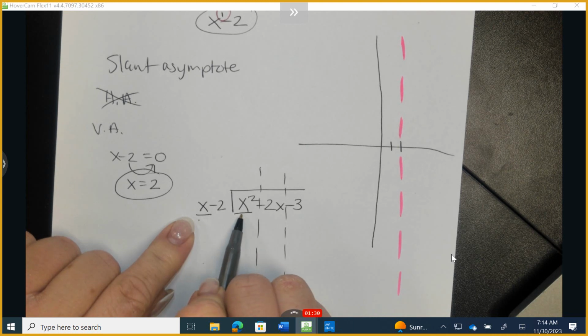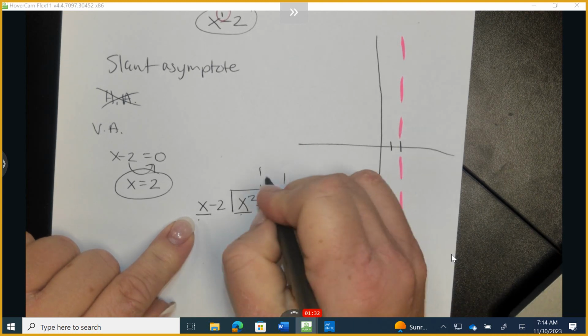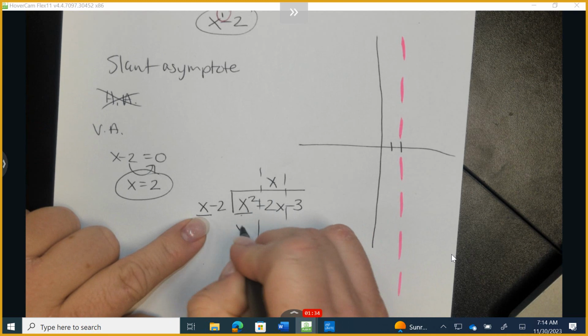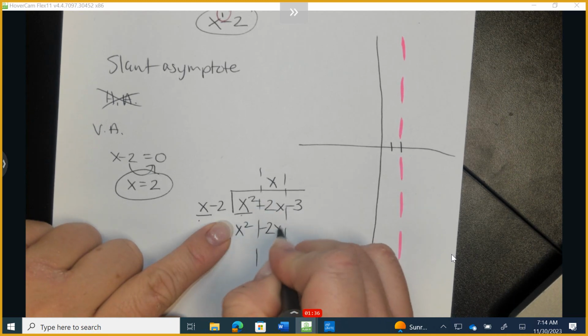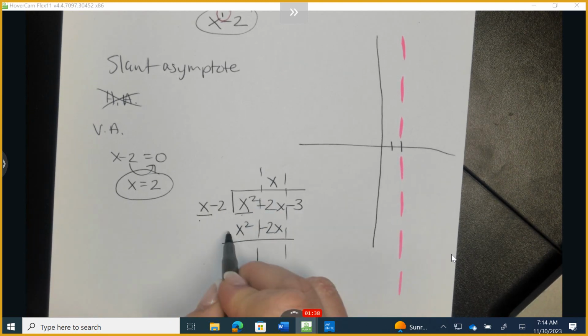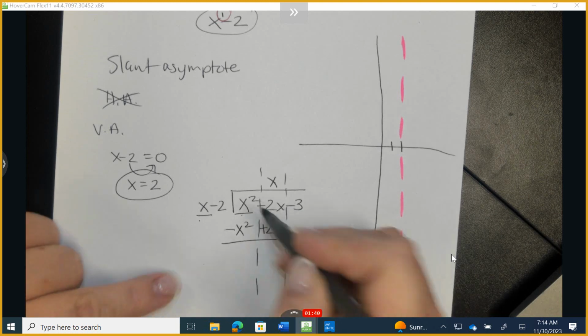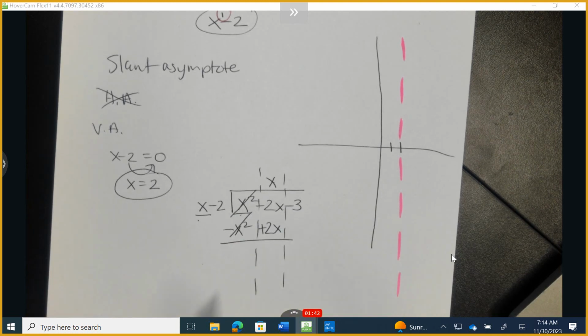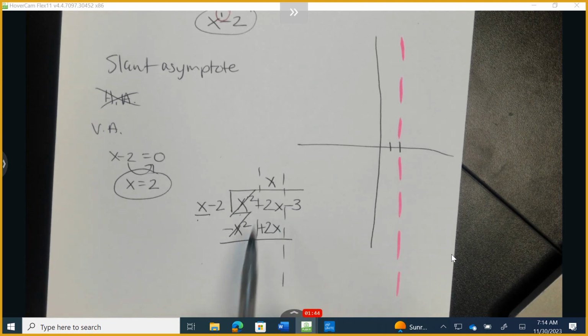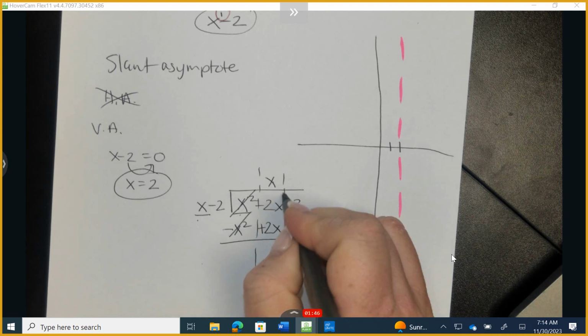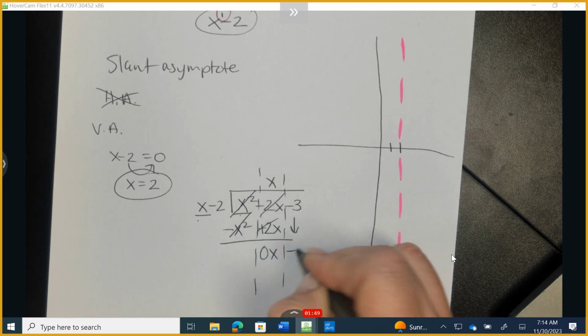X times what quantity is x squared? X. I distribute to get x squared. I distribute to get a negative 2x. And then I change the signs. Change and change. So these two are additive inverses. They cancel out. This was a negative 2. What's a negative 2 and a positive 2? A 0x. Bring down the negative 3.